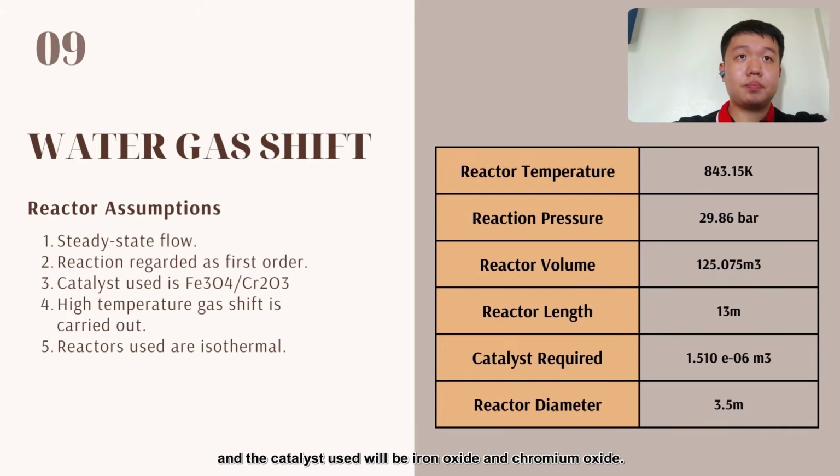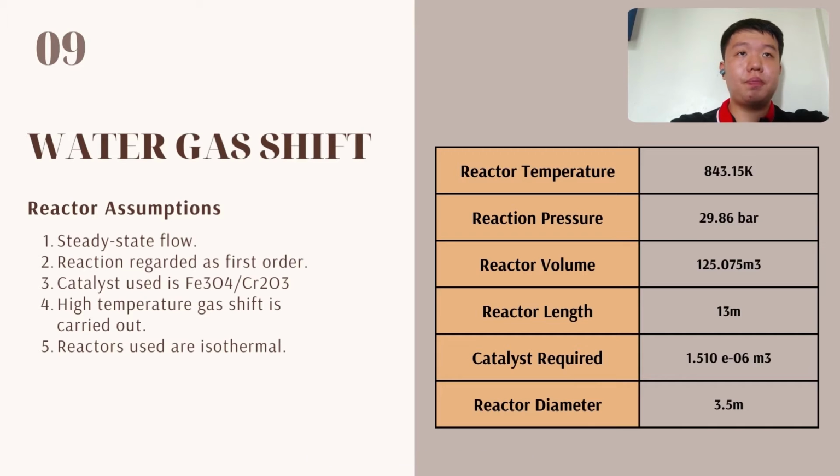and chromium oxide. For the assumptions for water gas shift process, we assume steady state flow, first order reaction, and that the catalyst used is iron oxide and chromium oxide. High temperature water gas shift is carried out and reactors used are isothermal. The reactor volume is assumed to be 125.075 meter cube and requires 1.51 times 10 to the power of negative 6 meter cubes of catalyst.